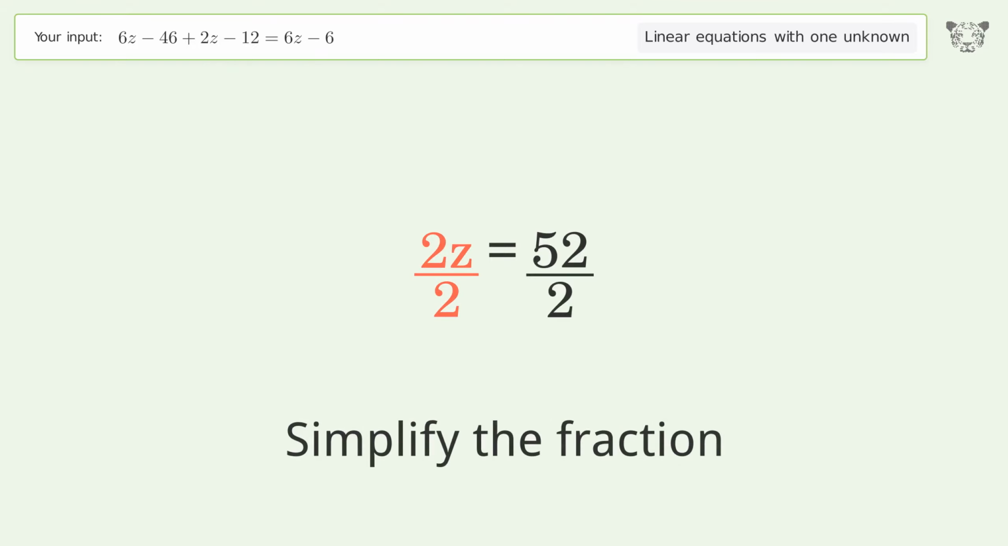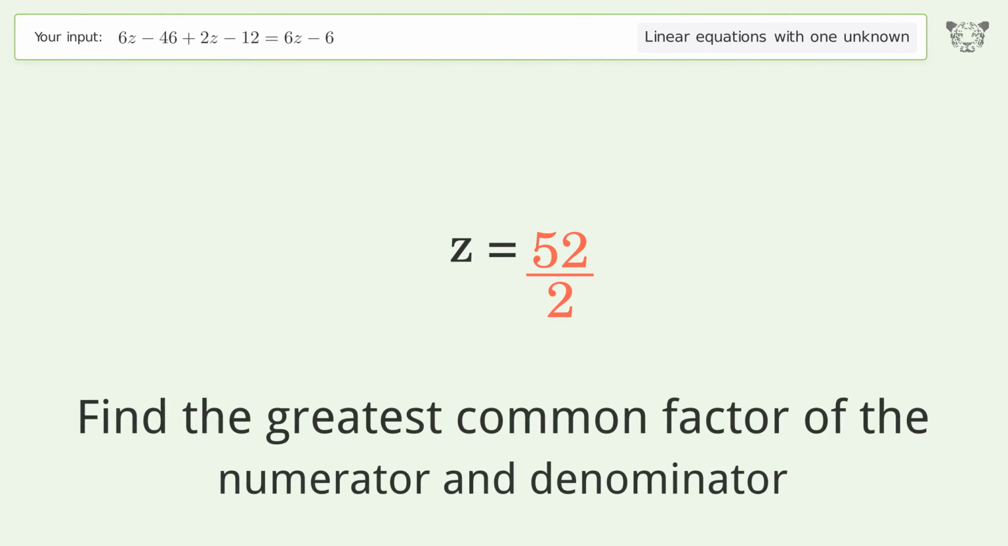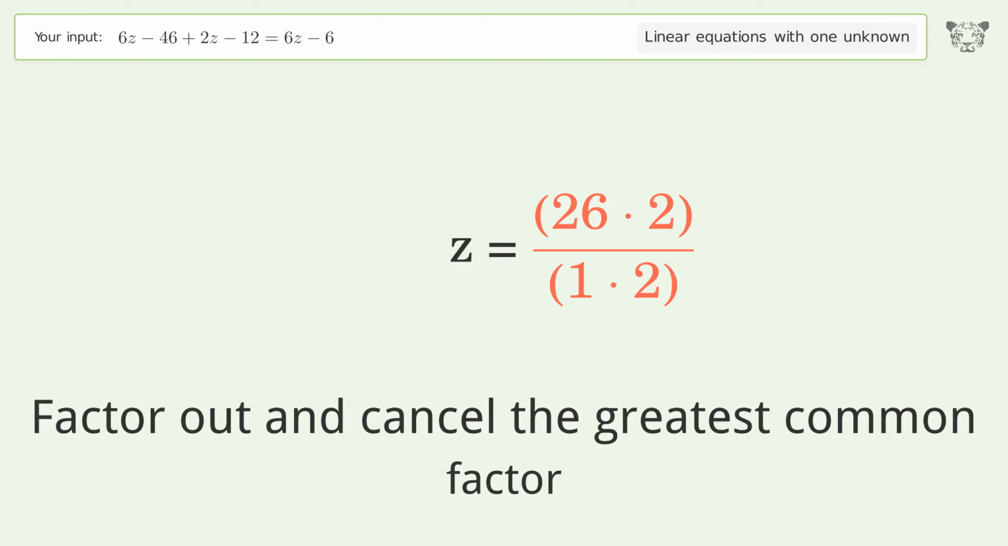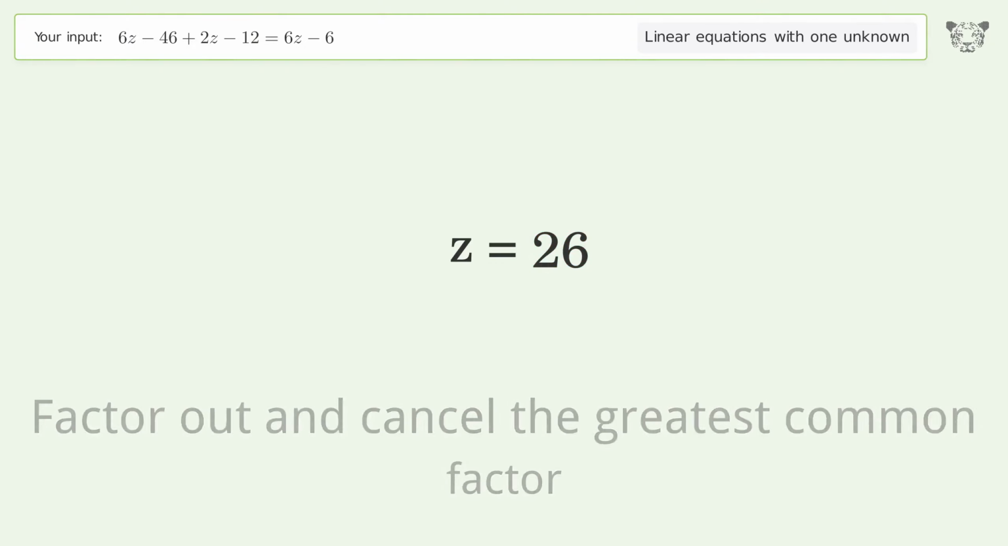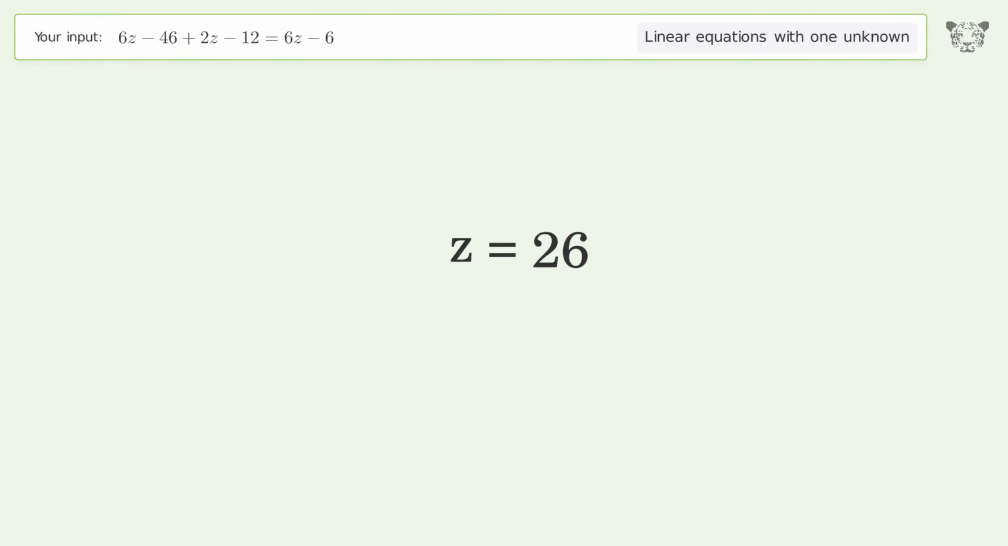Simplify the fraction. Find the greatest common factor of the numerator and denominator. Factor out and cancel the greatest common factor. And so the final result is z equals 26.